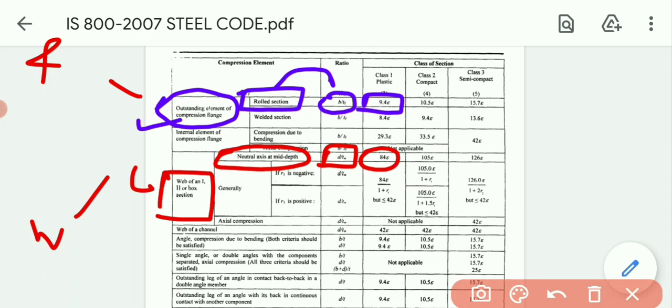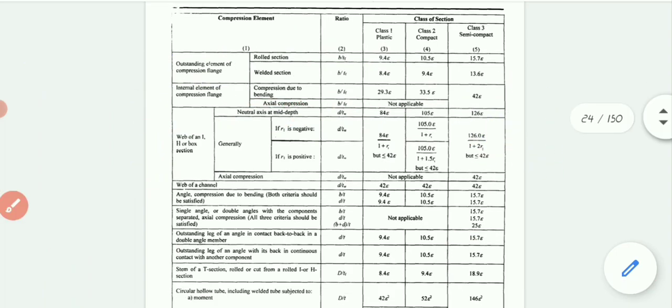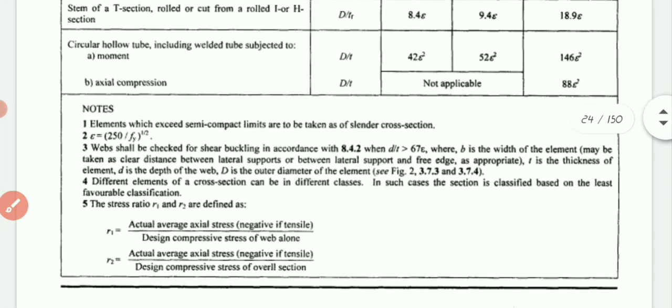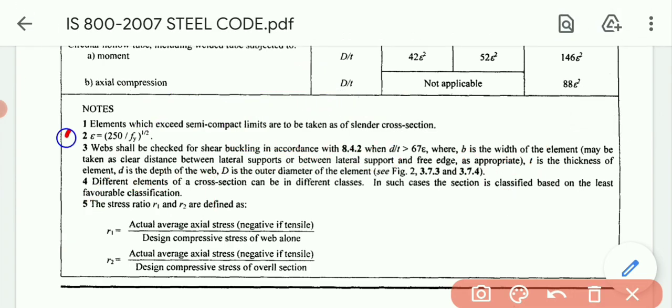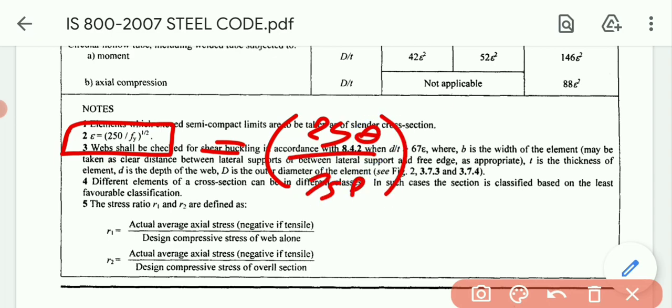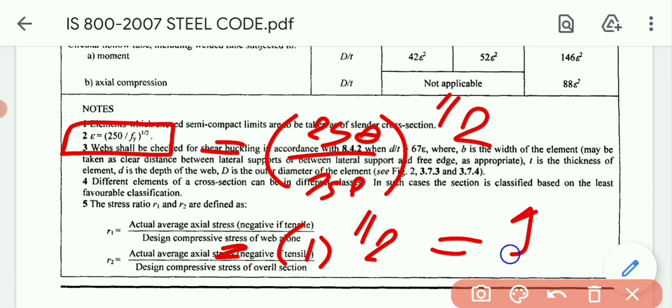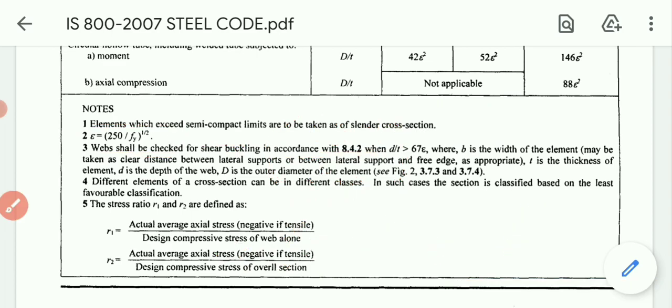So we need to check these two conditions. In both equations the unknown is epsilon, whose value is given over here in the note. You can see epsilon equals (250 by fy) raised to 1 by 2. The value of fy for the steel is 250, so 250 by 250 raised to 1 by 2 is 1 raised to 1 by 2, so it will be 1. So the value of epsilon is 1. Let's check this condition for our selected section.